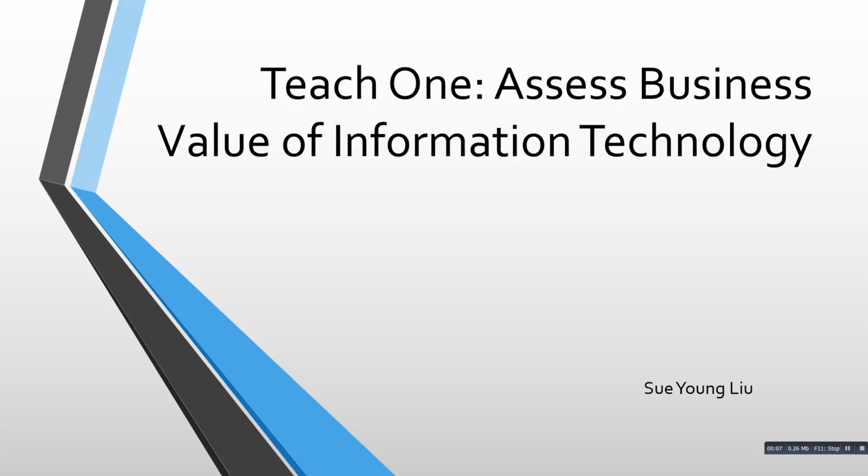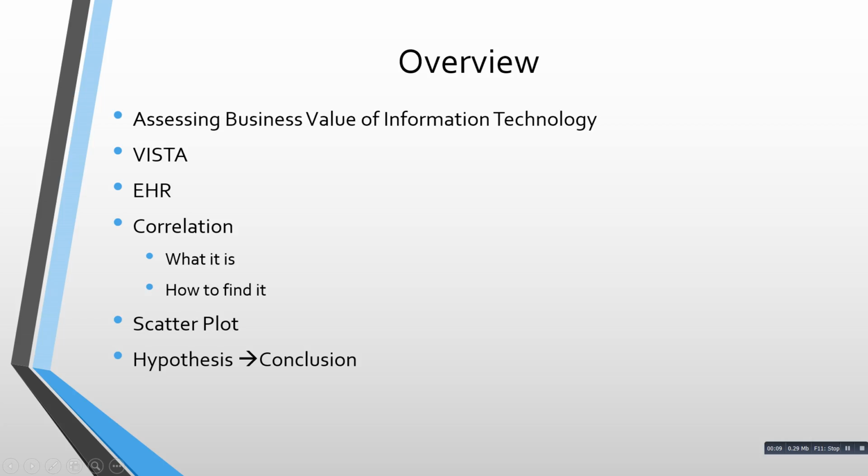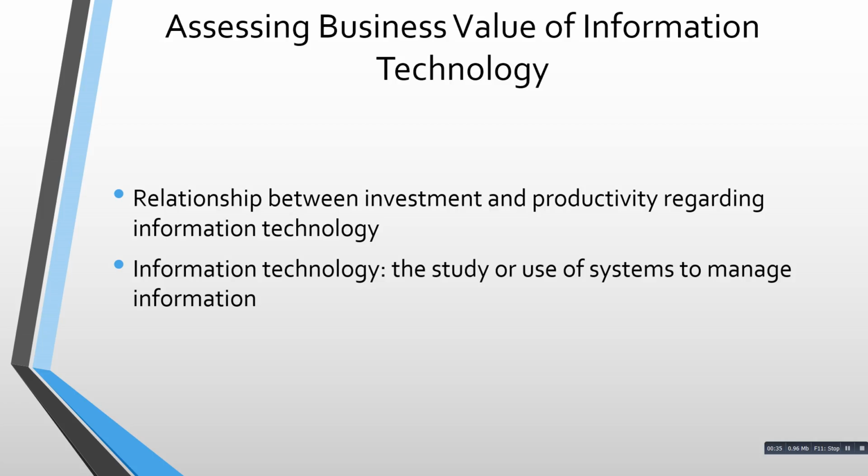Today, we are going to talk about VISTA, the VISTA program, and what EHR is, and what correlation is, and how to find it. And we're also going to talk about scatter plots, what they are, how to make one through Excel, how to make a trend line, which is putting the correlation and scatter plot together. And then we're going to talk about what we actually found out from assessing business value of information technology and come to a conclusion.